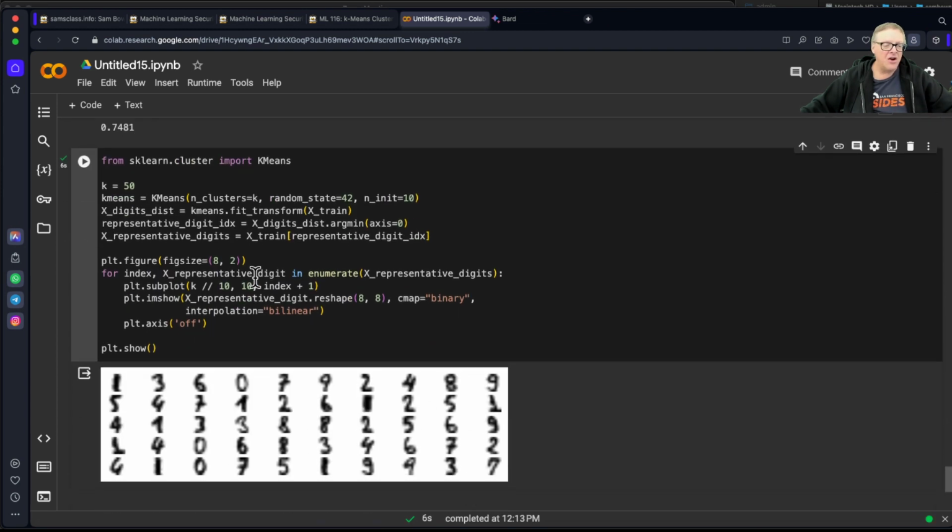All right, and now these are the representative digits, the ones near the center. And notice they're much nicer. The 9 is better, much less distorted. These are better models to train on. These are the centers of all the clusters.